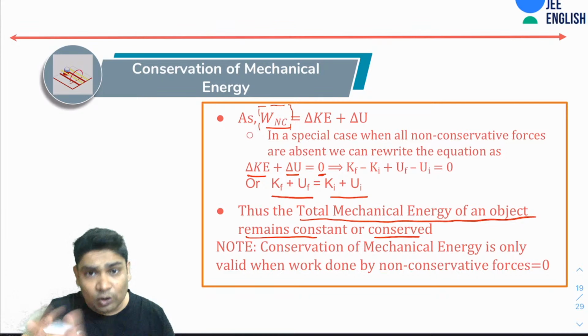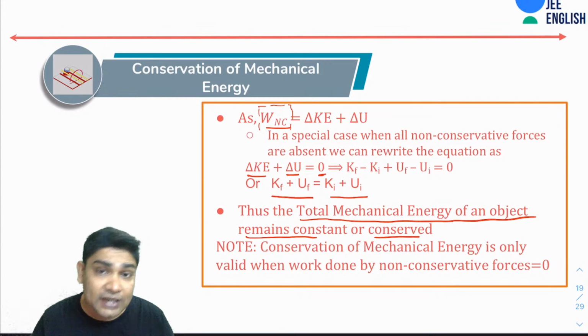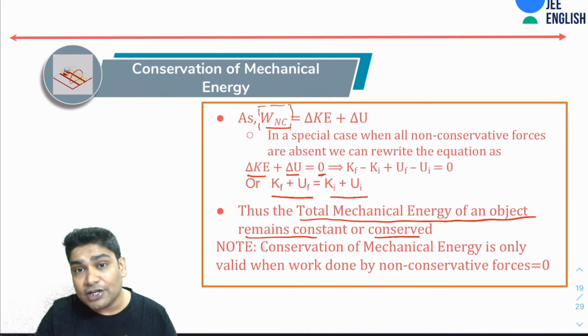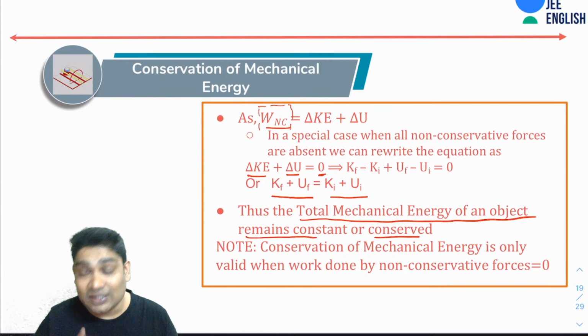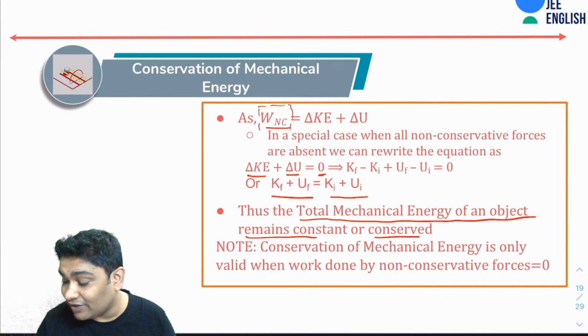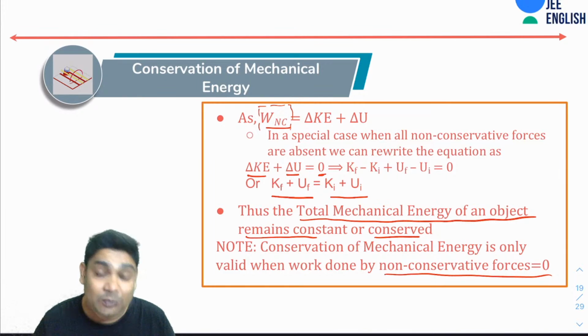So between any two moments, in absence of a non-conservative force, the total mechanical energy always remains constant. Or in absence of work done by non-conservative forces, the total mechanical energy of the system always remains conserved. This is called conservation of mechanical energy. Now, conservation of mechanical energy is only valid when work done by non-conservative forces is 0. So, whenever you are applying this, please check for this.